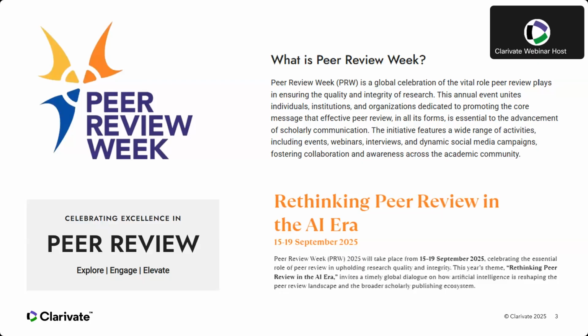Peer Review Week this year is 15 to 19 September. It's exactly this week. And the theme is around rethinking peer review in the AI era. So we know that AI is impacting scientific research, not only to write a paper, but people might also be tempted to use AI to review manuscripts. And that has some consequences, of course, on the responsible use of AI in scientific research.